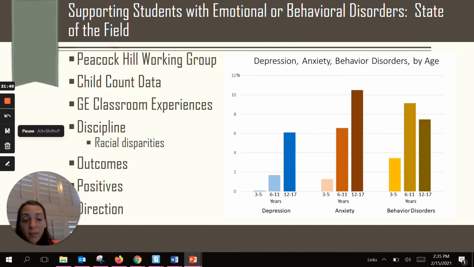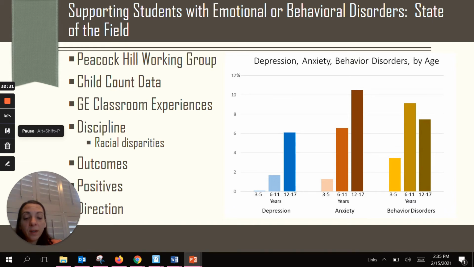In terms of discipline, they're twice as likely to be suspended out of school. 13 out of every 10,000 kids served under IDEA were removed for zero tolerance offenses, but 50 out of every 10,000 students with emotional behavioral disorders were removed for zero tolerance offenses. 77 out of every 10,000 students were suspended or expelled. This is for all disability categories. There were 365 out of 10,000 students suspended or expelled for those who have emotional behavioral disorders. So that's a huge difference.